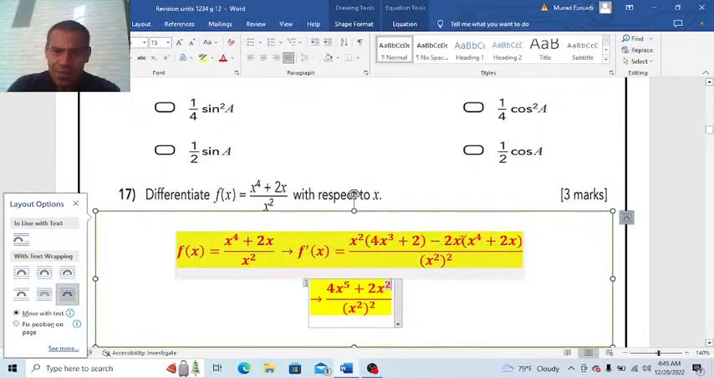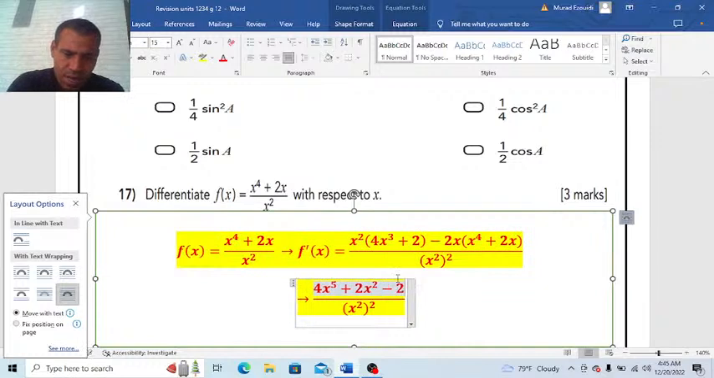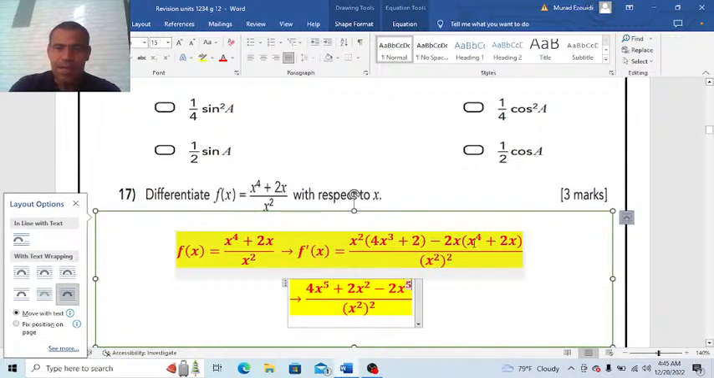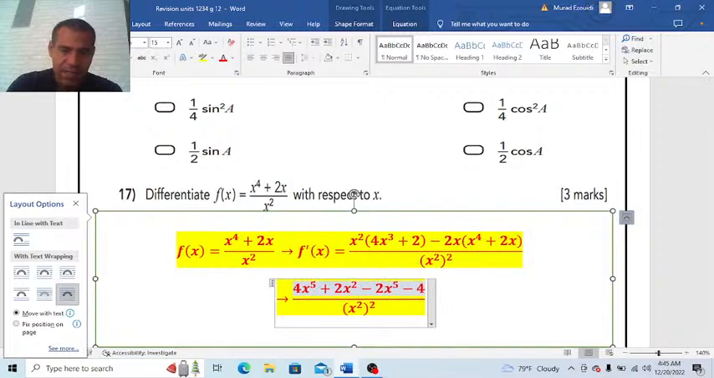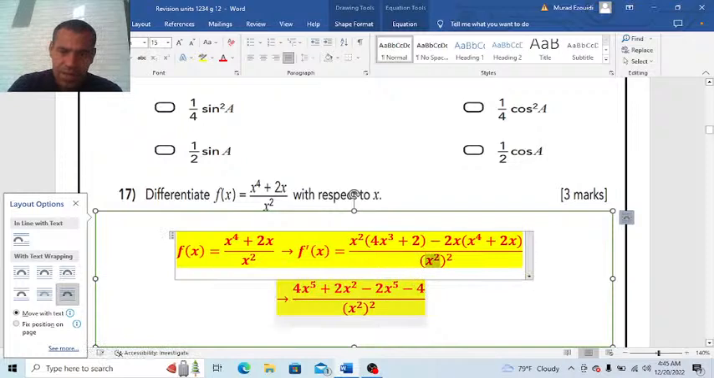Then we have minus 2x to the power 1 multiplied by x to the power 4 gives us minus 2x to the power 5. Then minus 2x multiplied by 2x is 4x squared, and there is a negative sign here. Minus multiplied by positive is minus. Therefore it gives minus 4x squared.